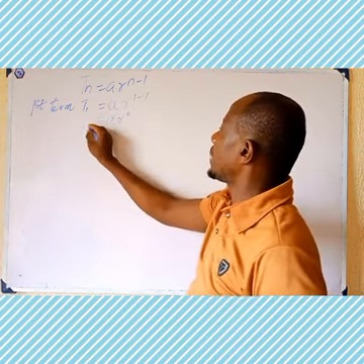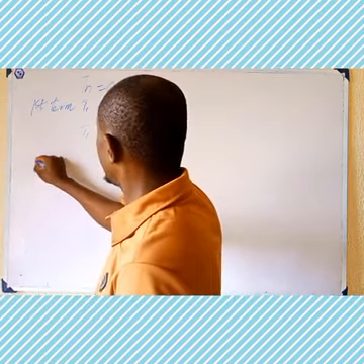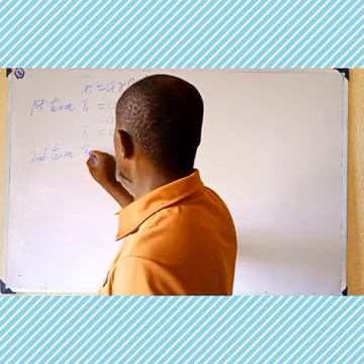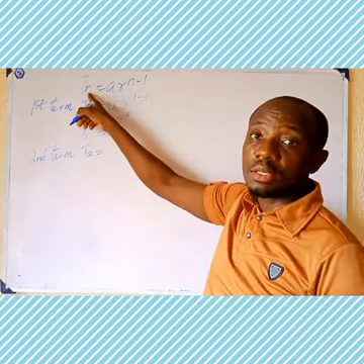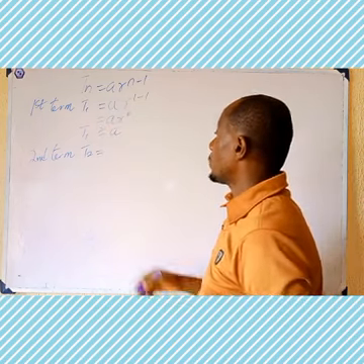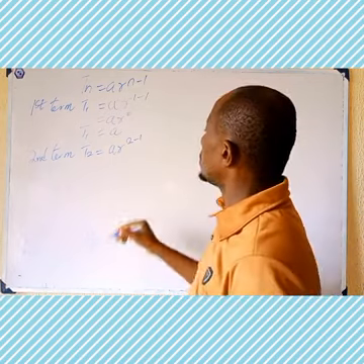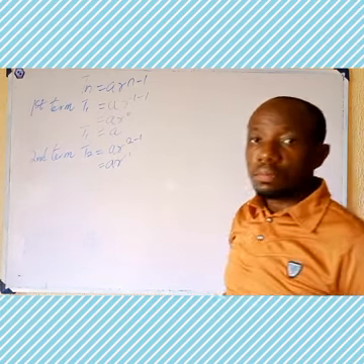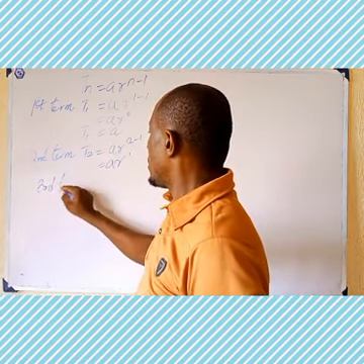So that is how to obtain the first term. Now the second term, T2, means wherever you see n from the nth term, replace it with what? 2. So if we do that, we have ar^(2-1). So this will give us what? Ar raised to the power 1. You see it. So what about the third term?